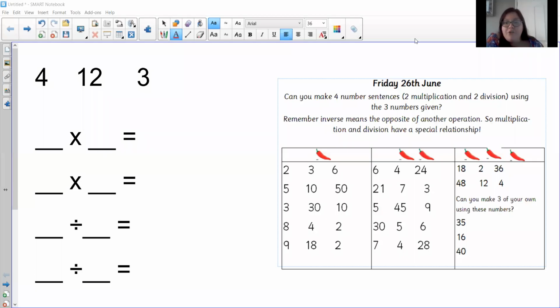Hello everybody, I thought I'll show you today your task. So can you make 4 number sentences, 2 multiplication and 2 division, with the 3 numbers that have been given?